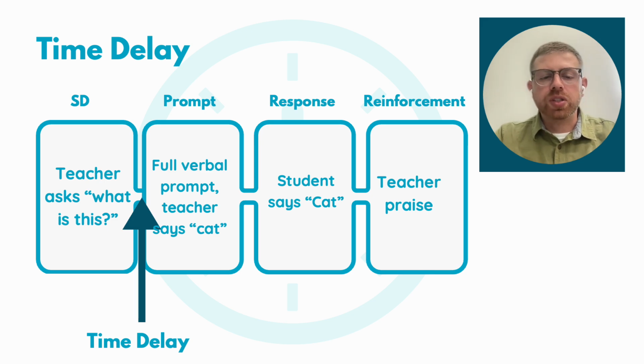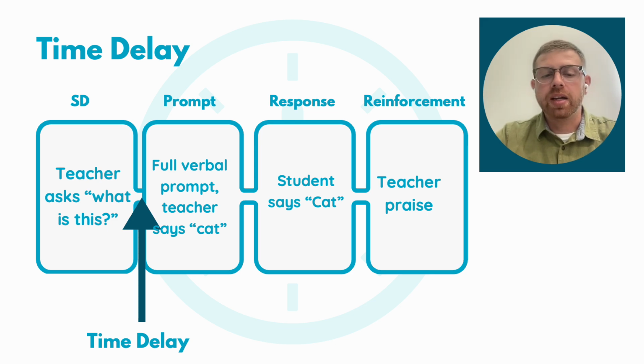And this is kind of what that looks like. This could be an example where you have a teacher asking, "What is this?" The target response is the student says cat. The consequence is the teacher provides some praise to the student. But maybe you've been having to utilize some full verbal prompts. So the teacher says, "What is this? Cat." Student says cat. Child receives praise. Now we've got to figure out how to get that prompt out of there. So you move to adding a time delay procedure.